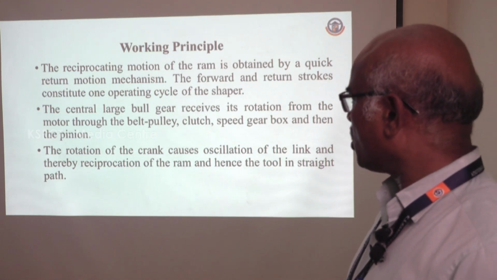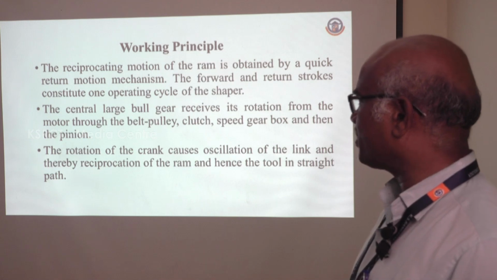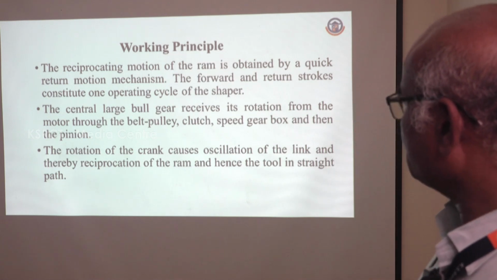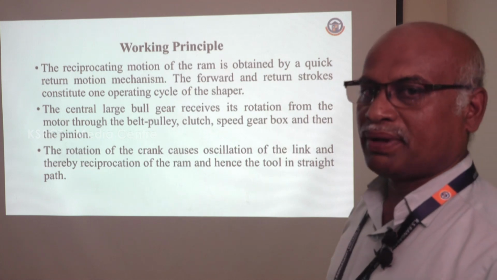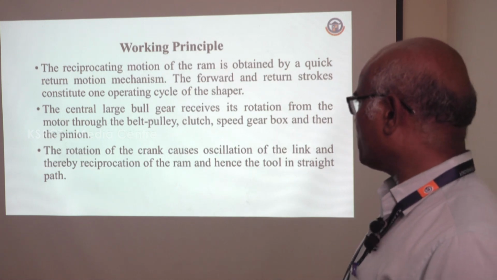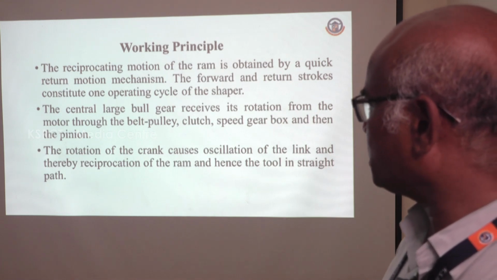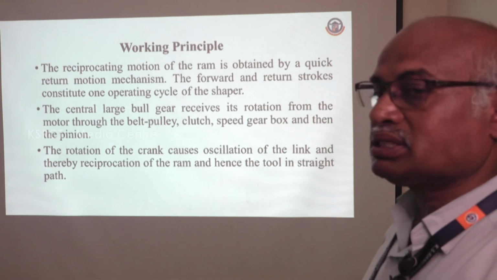Then the central large bull gear receives rotation from the motor through the belt pulley, clutch, speed gear box and then the pinion. The rotation of the crank causes oscillation of the link and thereby reciprocation of the ram, and hence the tool moves in a straight path.